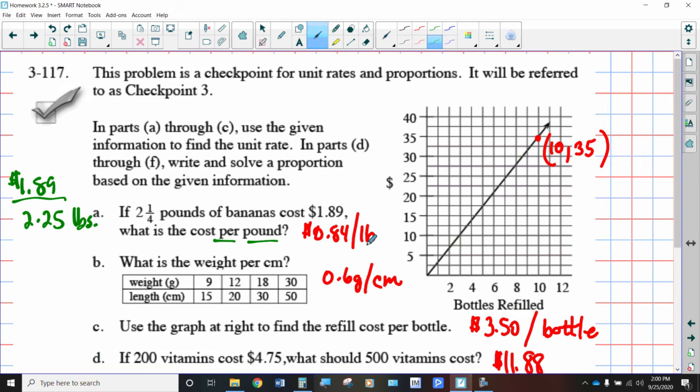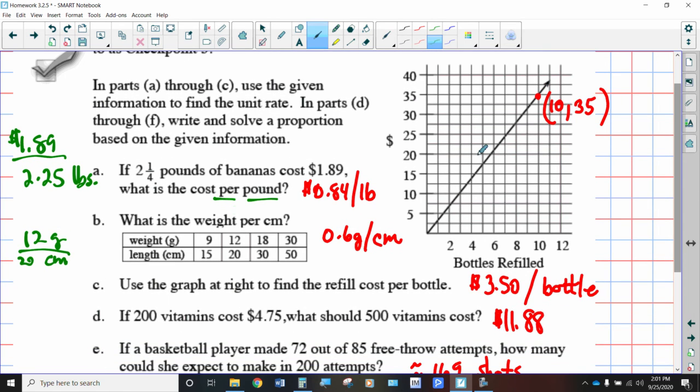So in all of these situations, probably the trickiest part is knowing the order in which they need to be set up. So what is the weight per centimeter? Well, the weight per centimeter means we're going to have the centimeters on the bottom. So take any one of these. Maybe I'll take the weight of 12 grams divided by 20 centimeters, and 12 divided by 20 ends up being 6/10. So that's 6/10 of a gram per centimeter.